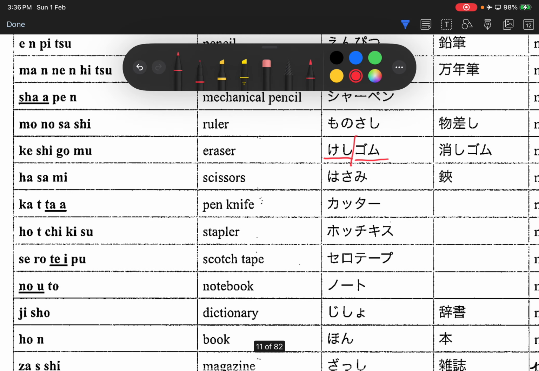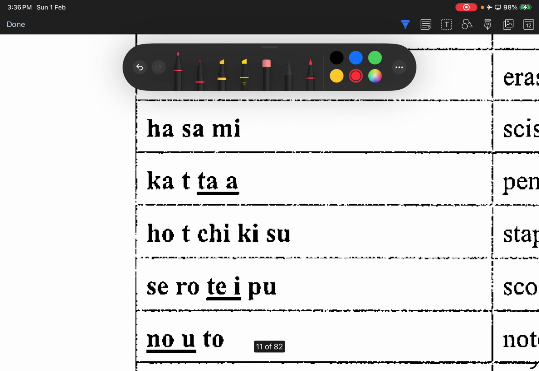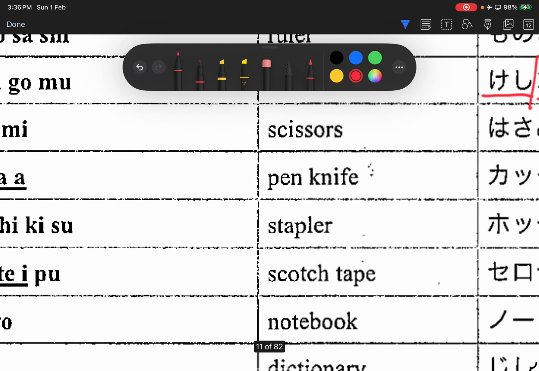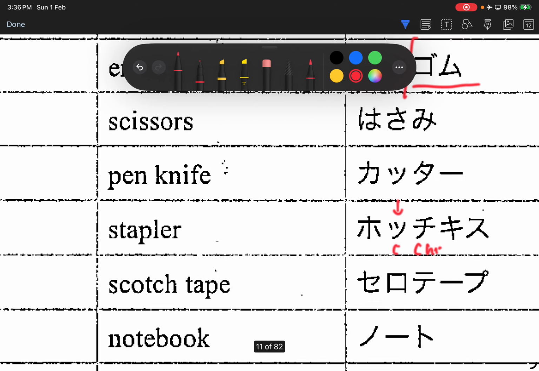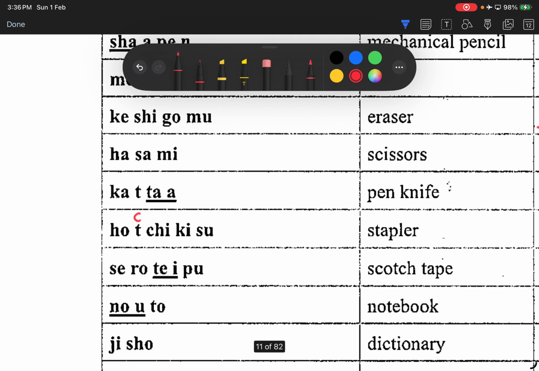Then next one. Hochikisu. So actually this T is supposed to be one more C lah, if you can see the writing here. This is a small tsu, so it replicates the second sound. So instead of the C being very hard to pronounce, how do you pronounce H-O-C? Hok. So instead of hok, it's just hot. H-O-T. So Hochikisu.